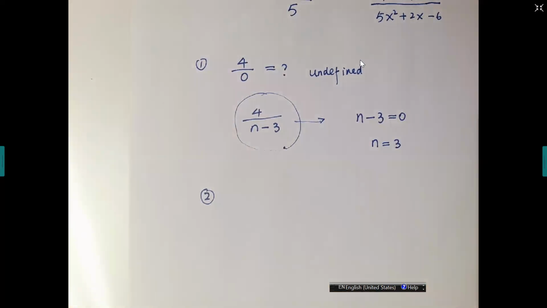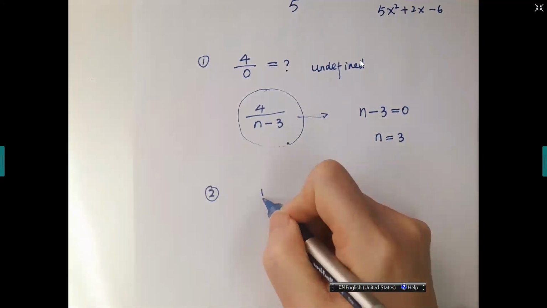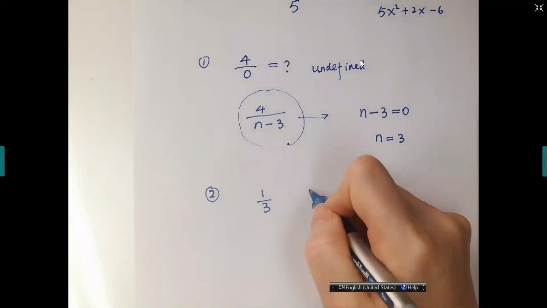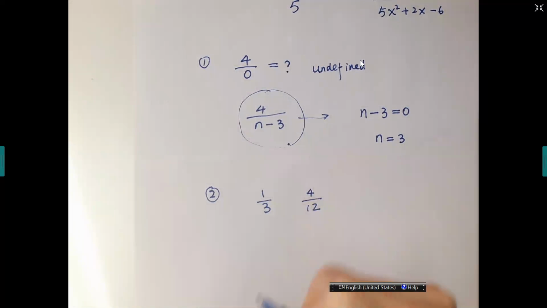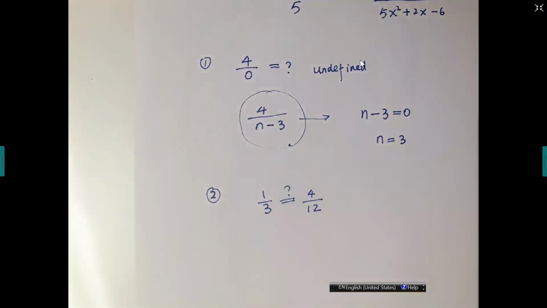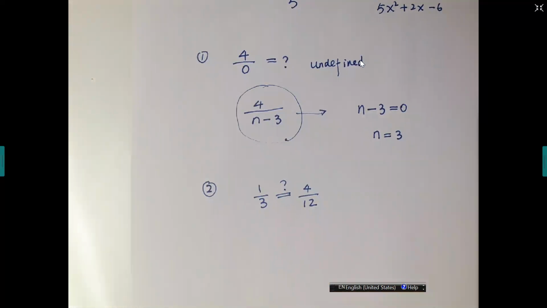So we want to know whether or not two fraction numbers are equivalent or not. So we have 1/3. This is one fraction number. And we have another one, 4/12. Okay, so we want to know, are those two fraction numbers equivalent? Are they equal to each other or not?